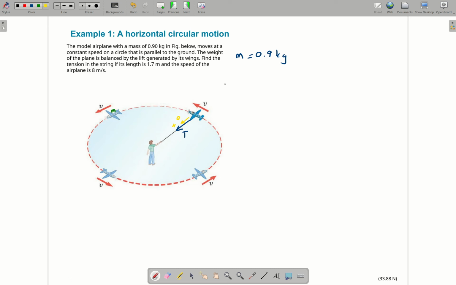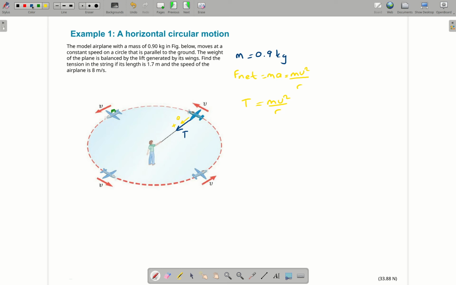When I apply F net equals ma, which is mv squared over r, uniform circular motion, my F net will only be T, and that's it. T is equal to mv squared over r. The weight of the plane is balanced by the lift generated by its wings. Find the tension in the string if its length is 1.7 meters.